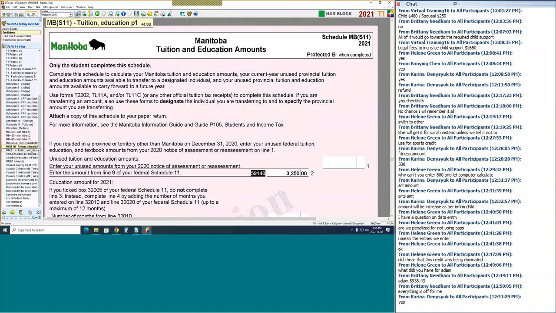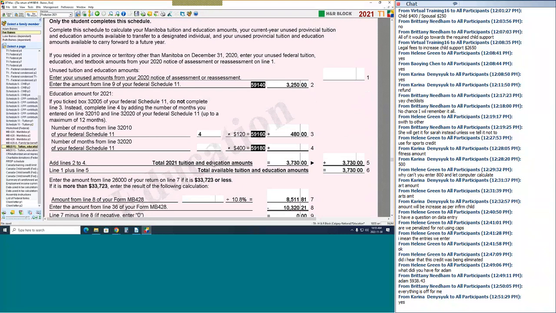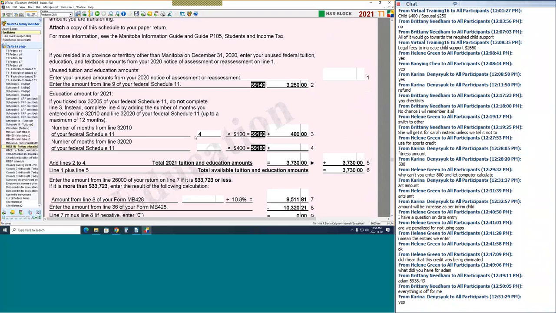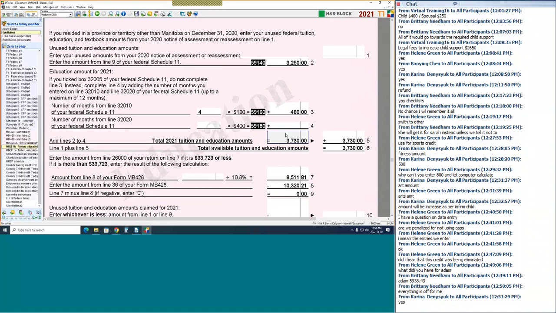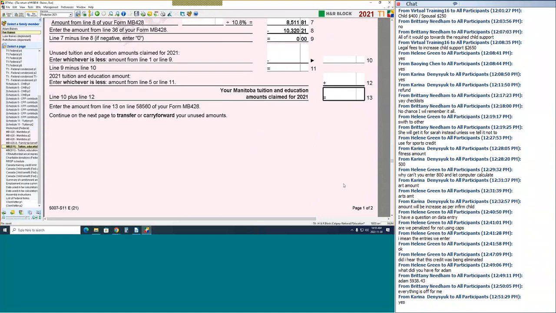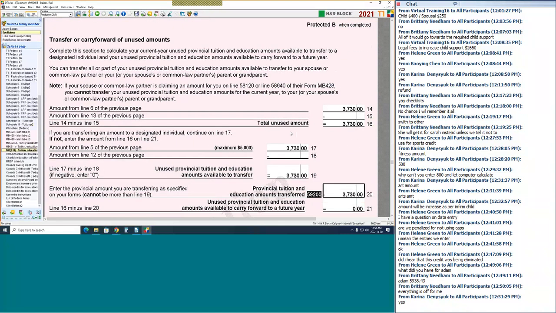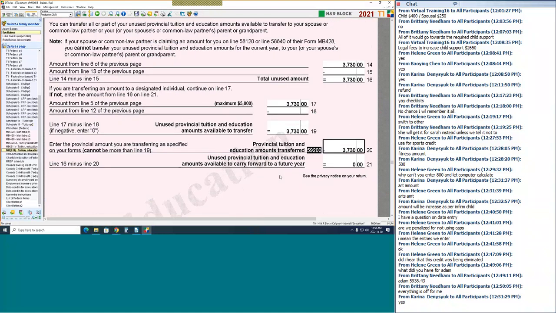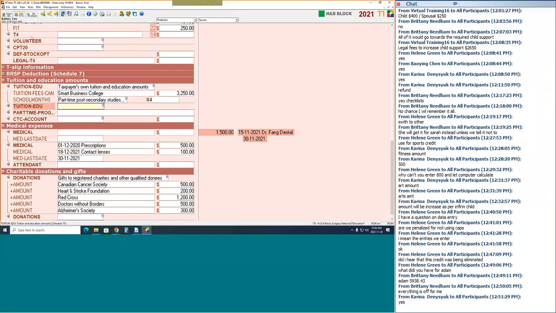Okay. You're also going to have a provincial form. It will include the 4 months education amount if you did your data entry correctly. It will again calculate how much she needs to use this year. She does not need to use any. And then it will calculate how much she can transfer to her spouse if she wants to, and it will automatically do the transfer unless you tell the computer not to do the transfer. So now I'm going to tell you how to tell the computer not to do the transfer.